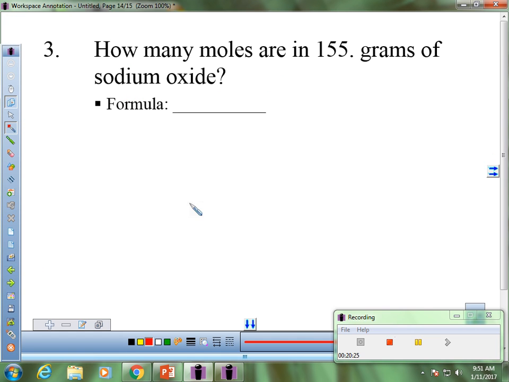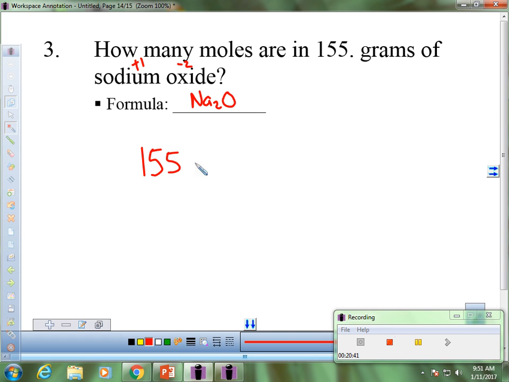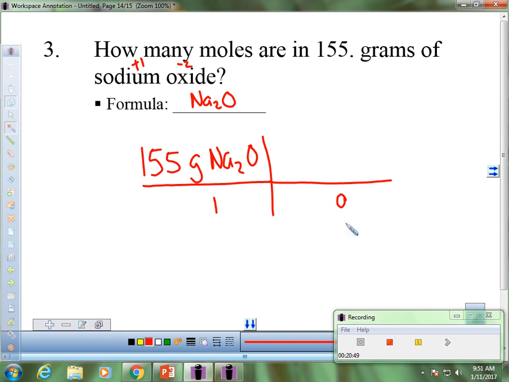All right, last example. How many moles are in 155 grams of sodium oxide? Sodium is a positive 1, oxygen is a minus 2, so you get Na2O. We have 155 grams of Na2O. We put it over 1. Coming down is going to be grams of Na2O. We're looking for moles of Na2O. The word mole always gets a 1. We're not using Avogadro's constant because it's grams.